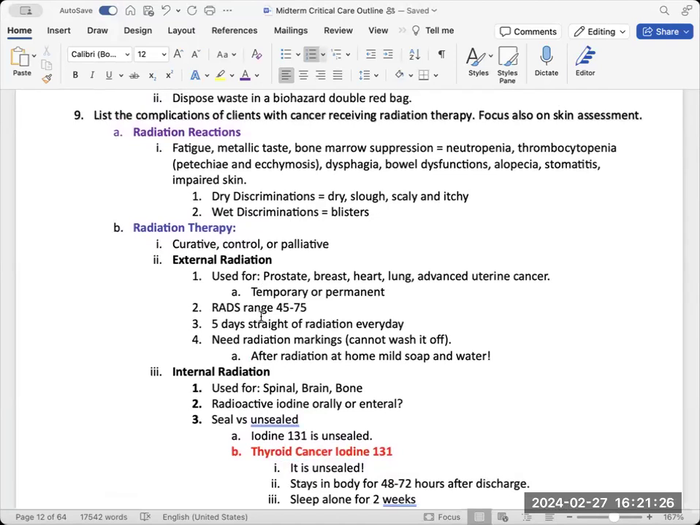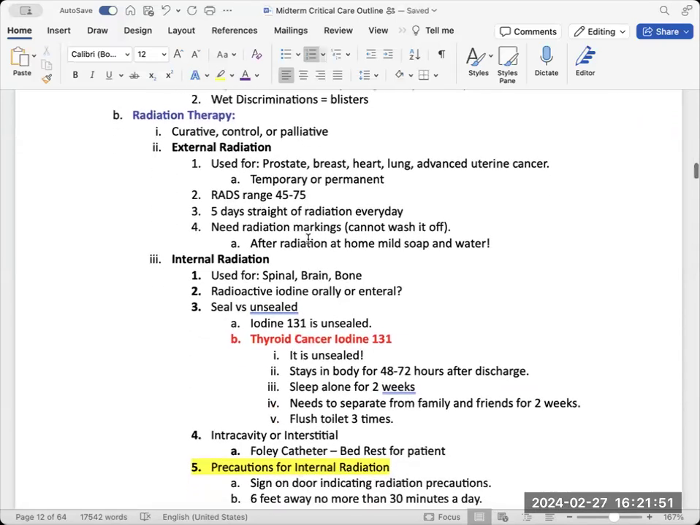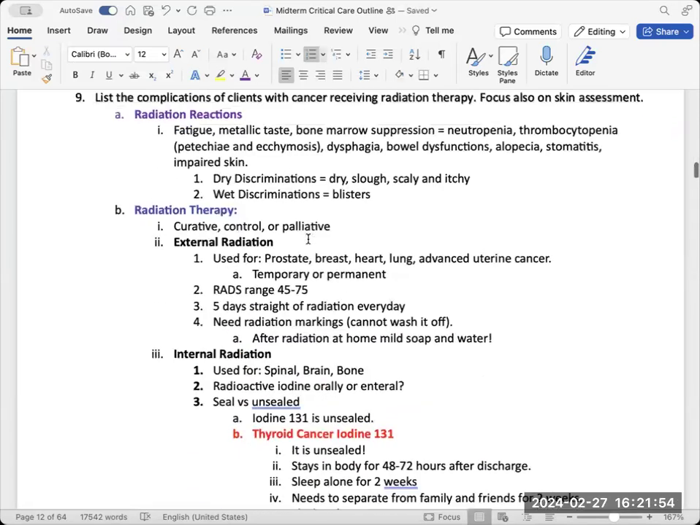So pretty much it's the same sorts of symptoms that we spoke about, and this has focused on the skin assessment. So we started talking about stomatitis, alopecia, right, the dry and wet desquamation, right? We're looking at those things. They could also have a metallic taste that can come off after radiation. So those are some things that we want to look for, but it's very similar to what we spoke about with chemotherapy, though there are different types of radiation.